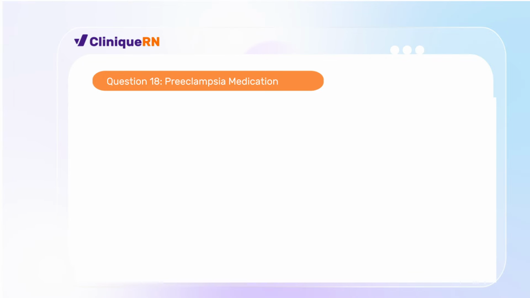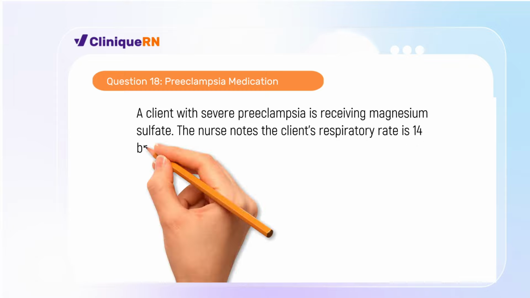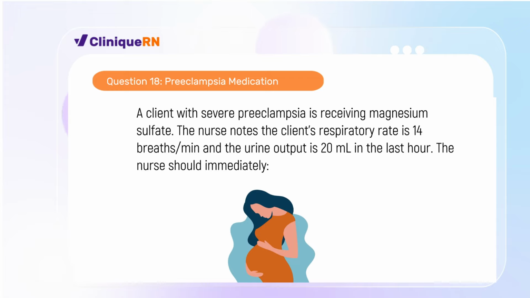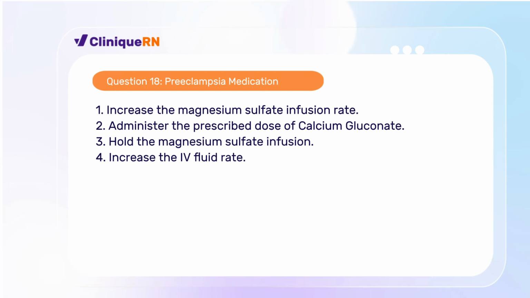Question 18. Preeclampsia medication. A client with severe preeclampsia is receiving magnesium sulfate. The nurse notes the client's respiratory rate is 14 breaths per minute and the urine output is 20 milliliters in the last hour. The nurse should immediately: 1. Increase the magnesium sulfate infusion rate. 2. Administer the prescribed dose of calcium gluconate. 3. Hold the magnesium sulfate infusion. 4. Increase the IV fluid rate.